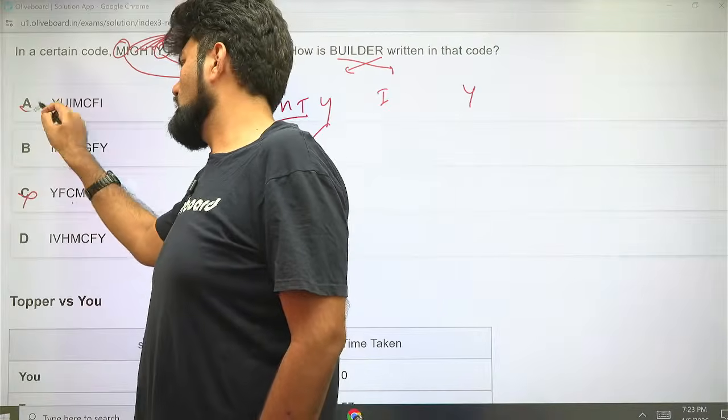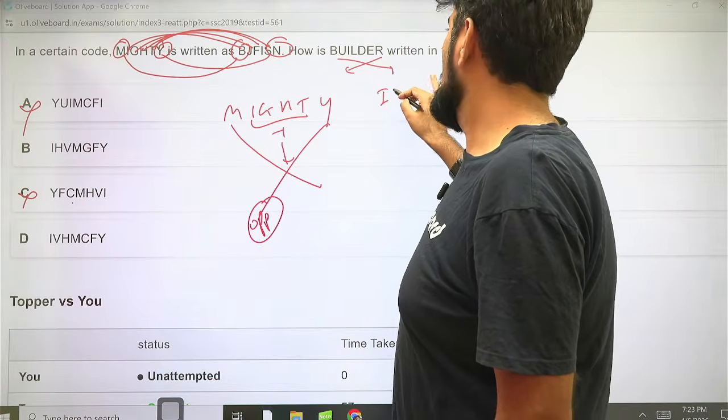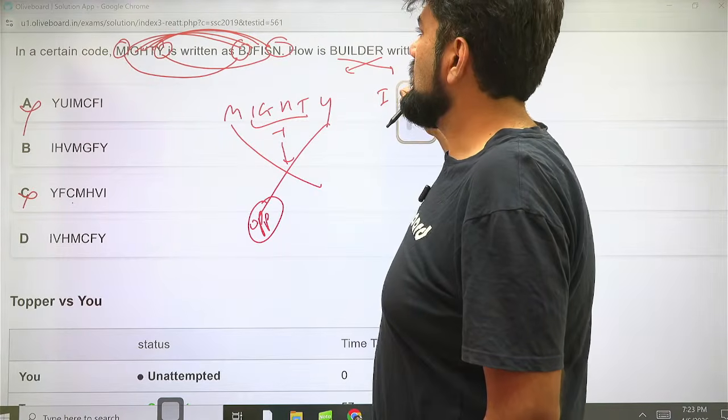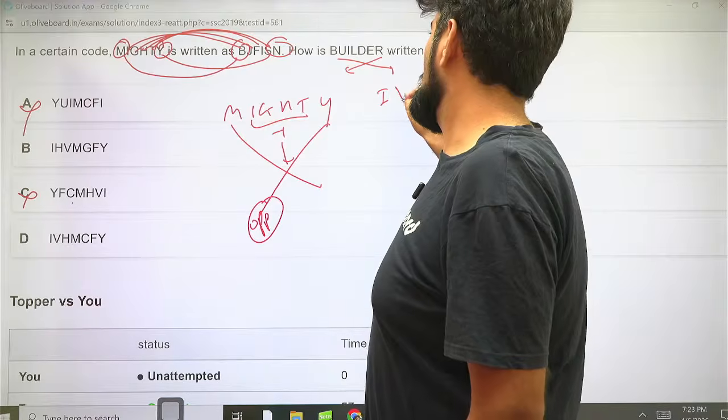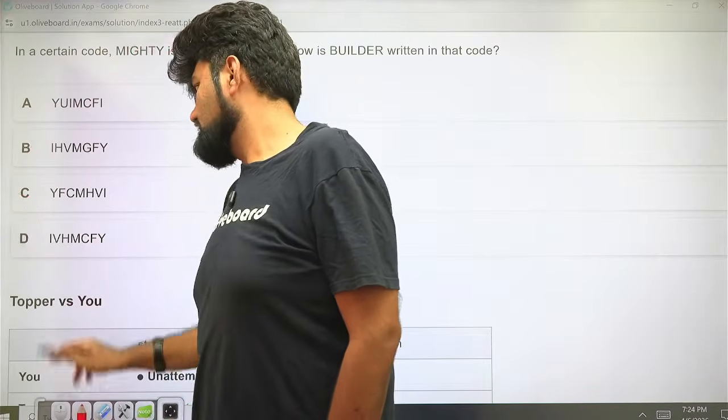So these two are gone. And the second letter is U plus 1, sorry, U minus 1, so it is T. U plus 1 only. Oh yeah, plus 1, sorry. U plus 1, so V. So IV is option D. Option D is the correct answer.